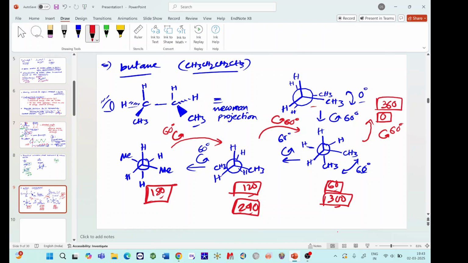Now you have to look for the energy, the relative energy. So how many sets you have? 4 sets you have. Okay, now check it. In the starting position you have this CH3 group. Okay, they are big groups, so they are much more sterically hindered. Their energy is much more.